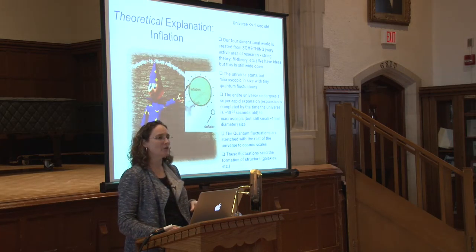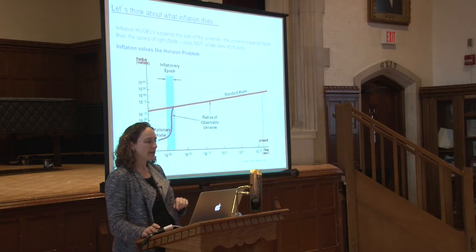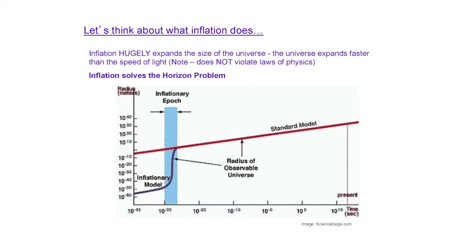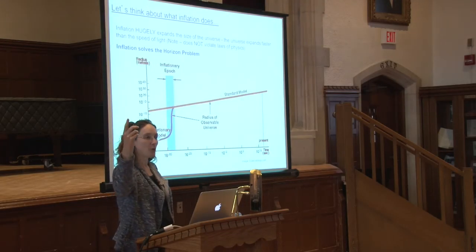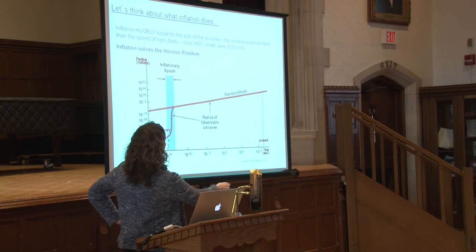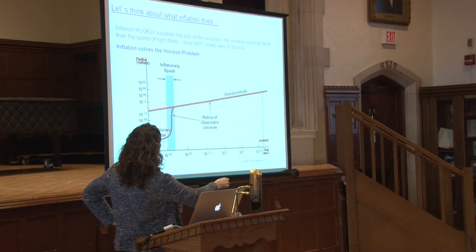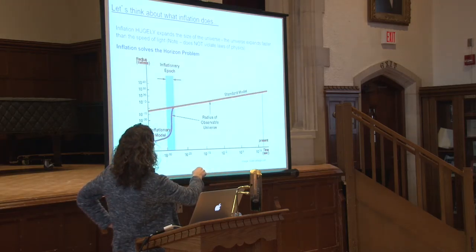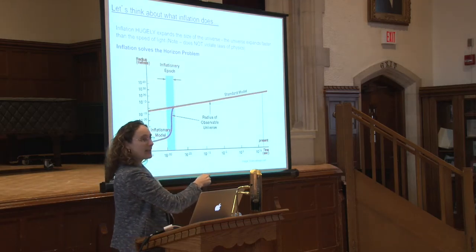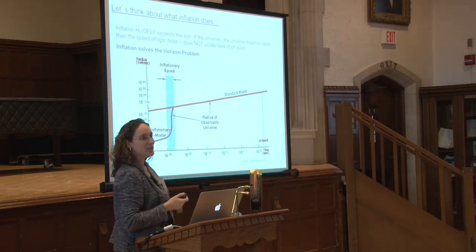So let's think about how it solves those two problems. So if you think about the size, so this up here is the size of the universe. So bigger is that way, and up here is time. So we always think about what's happening as you go backwards in time. So we imagine the universe getting smaller and smaller, and in a normal model, so this would be if it just expanded under normal conditions, the smallest that it would ever be is here, and that's where it doesn't work. But inflation does this crazy thing, right?